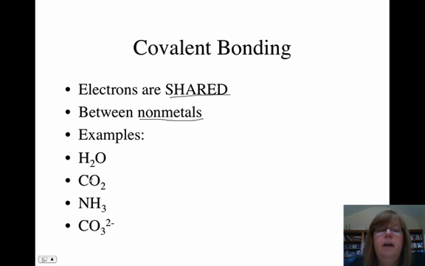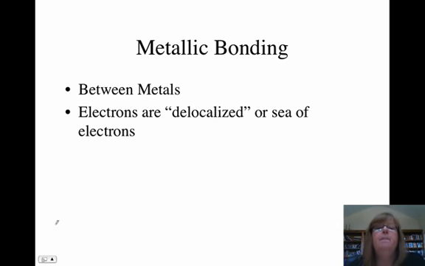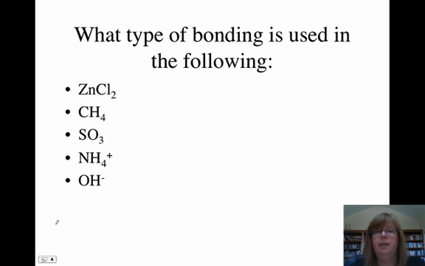Nonmetal, nonmetal, nonmetal, nonmetal. Ammonia. Or these polyatomic ions. Even though it's an ion and has a charge, the atoms that make up this polyatomic ion are nonmetals, and they use covalent bonding. Metallic bonding: I'm going to have you watch another video after this one because it's animated and they do a really good job, but it's between metals, or within a metal. This is where the electrons are delocalized, or a sea of electrons.